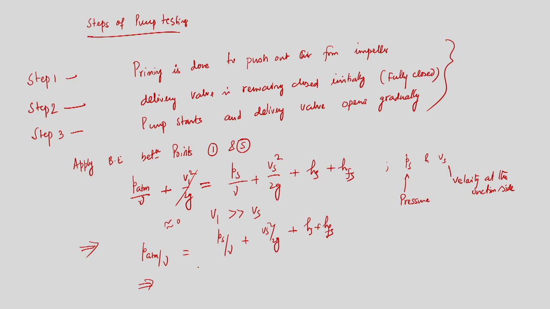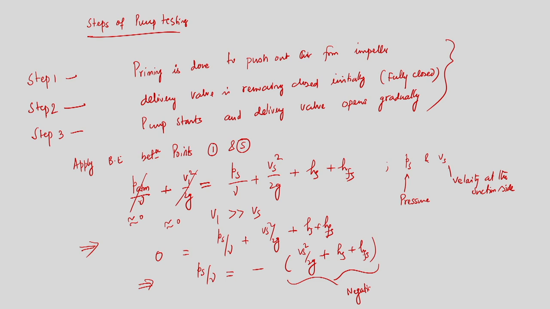So, I can write P S by gamma is equal to, with P atm by gamma also 0, because this is open to atmosphere, so it is taken as 0, minus V S square by 2g minus H S minus H F S. So, if I apply the Bernoulli equation between point 1 and S, eventually I get that the pressure available at the suction side is a negative pressure.